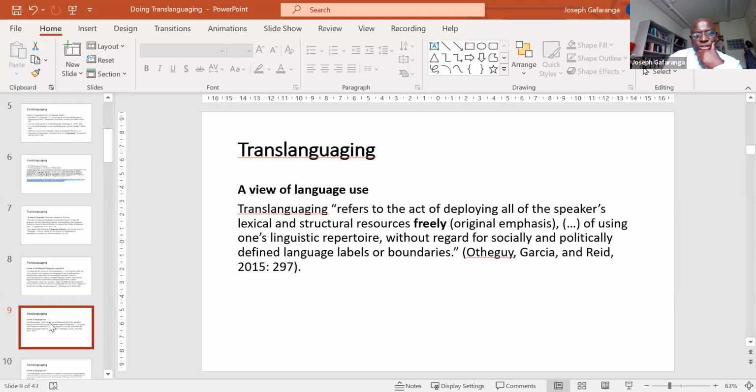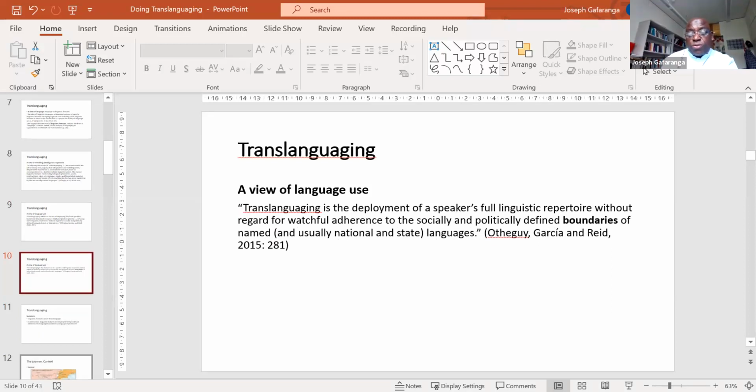Author Guy and Garcia and Reed say translanguaging refers to the act of deploying all of the speaker's lexical and structural resources freely. And that is highlighted in the original. So, of using one's linguistic repertoire without regard for socially and politically defined language labels or boundaries. And indeed, Garcia Samuel speaks of intermingling linguistic features without any boundaries and control. And elsewhere they say translanguaging is the deployment of the speaker's full linguistic repertoire without regard for watchful adherence to the socially and politically defined boundaries of named and usually national and state languages.